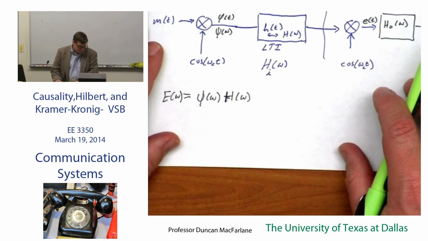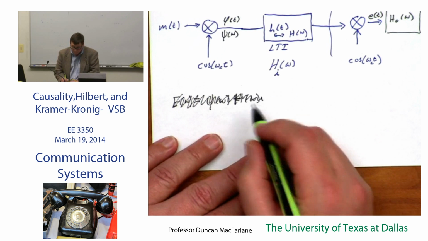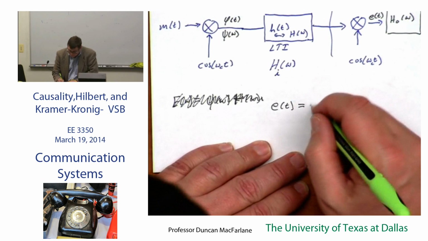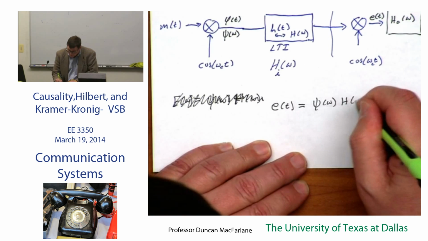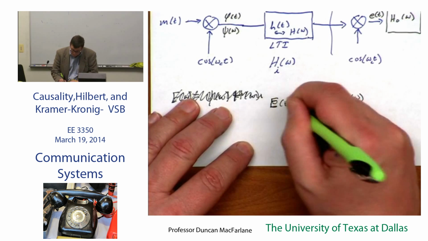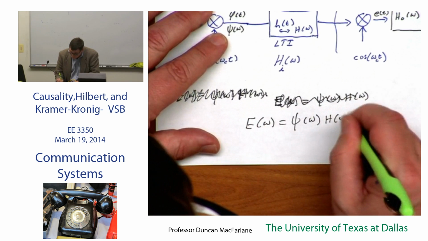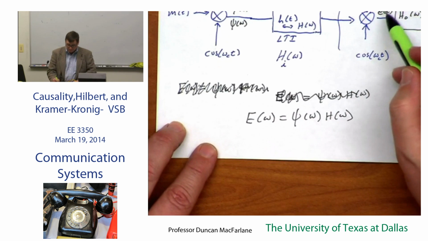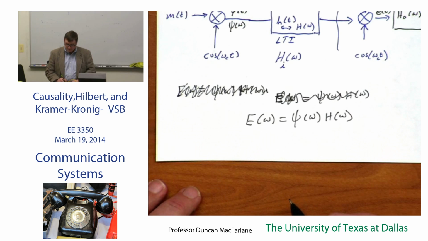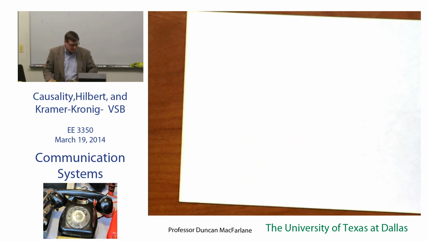Oh, hang on. I'm sorry. E of omega will equal psi of omega times H of omega. And that's going to be capital E of omega. Okay, so E of omega here is going to equal H of omega times psi of omega. Oh, wait a minute. But I have to down convert that signal, don't I? I'm getting confused on my notation because I'm going two steps ahead of where I should be. I apologize for that.